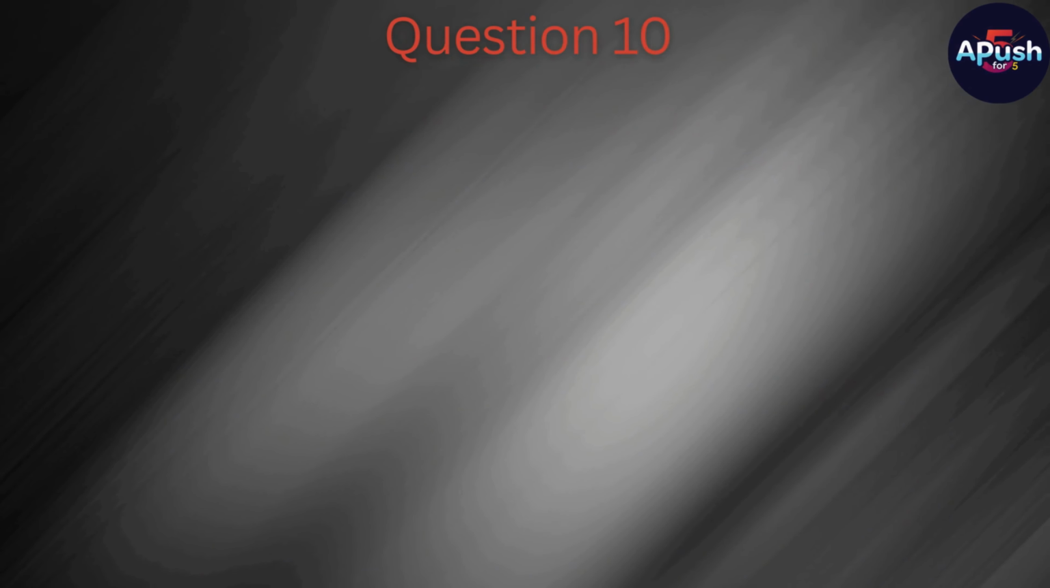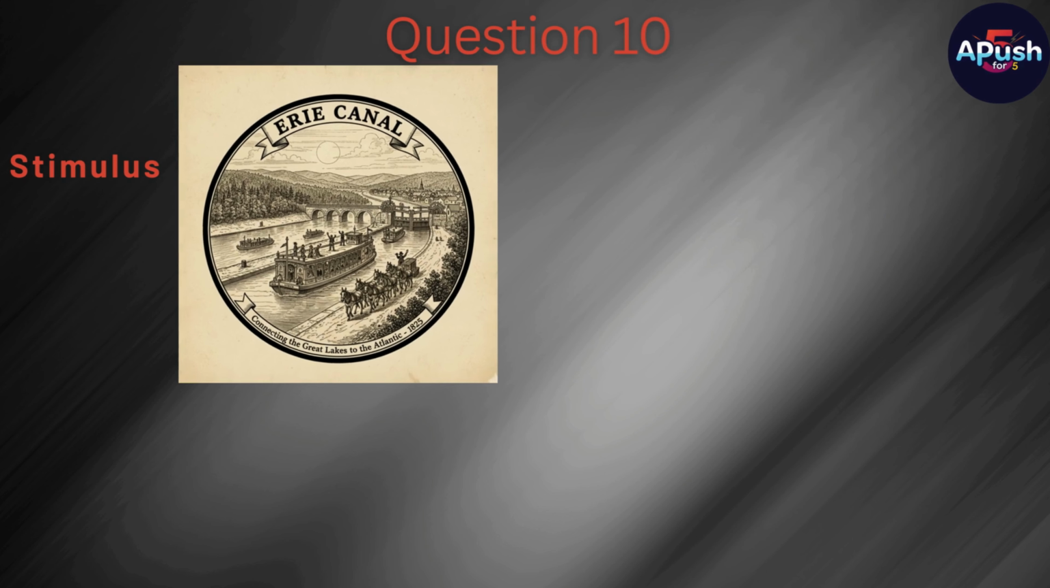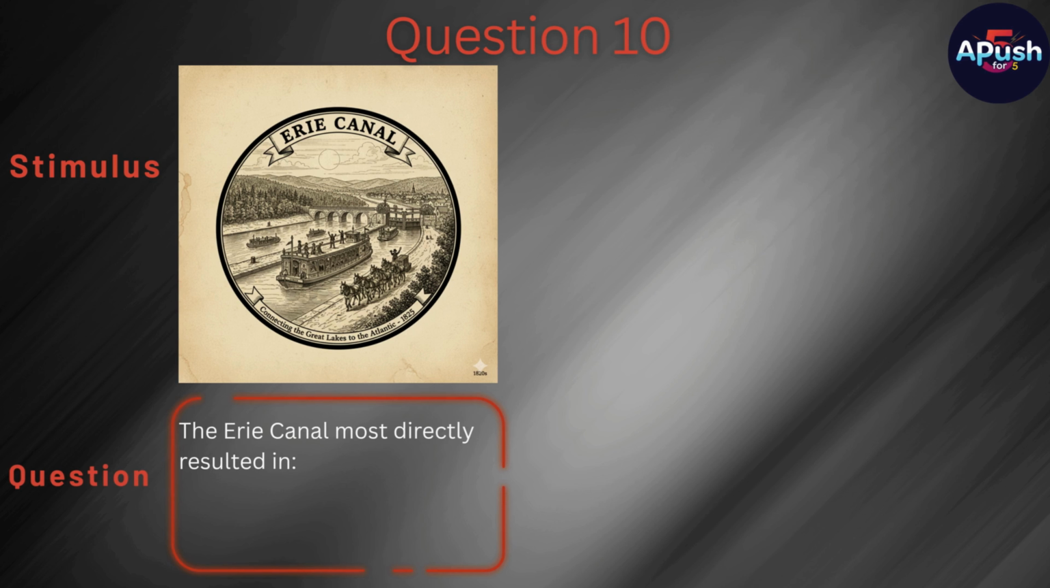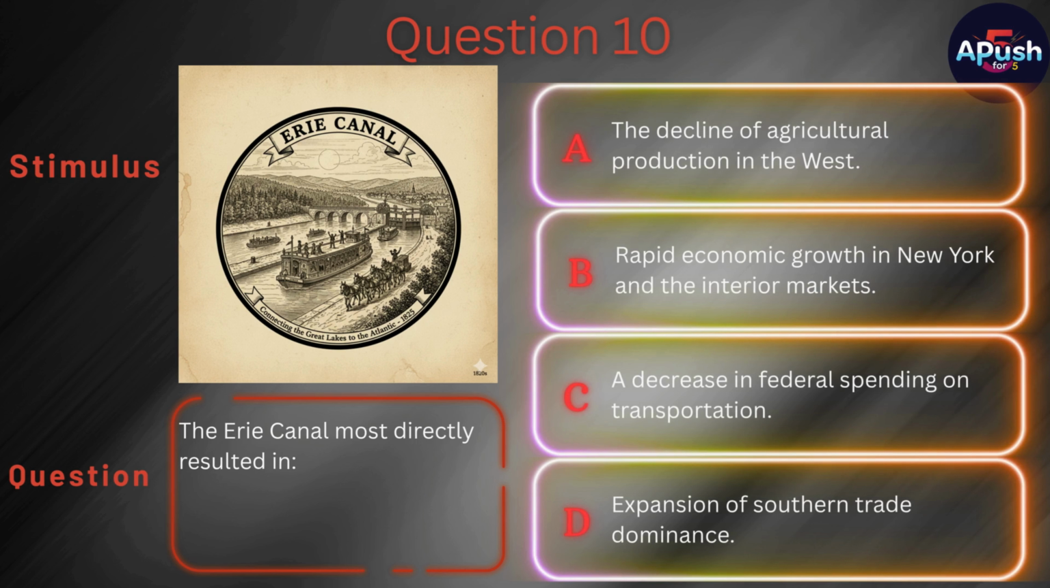Question 10. Stimulus. Erie Canal map showing the connection between Lake Erie and the Hudson River, 1825. Question. The Erie Canal most directly resulted in A. The decline of agricultural production in the West. B. Rapid economic growth in New York and the interior markets. C. A decrease in federal spending on transportation. D. Expansion of Southern trade dominance.